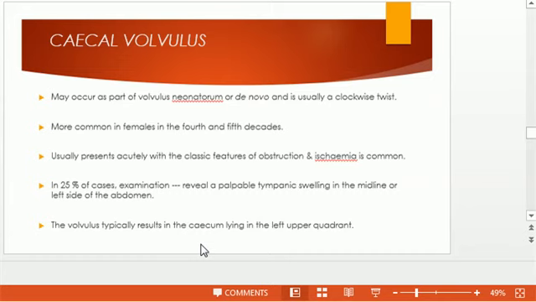So cecal volvulus, again I repeat, typically results in the cecum lying in the left upper quadrant. A distended cecum will be in the left upper quadrant on palpation, on percussion, and then even on X-rays, plain X-ray abdomen.